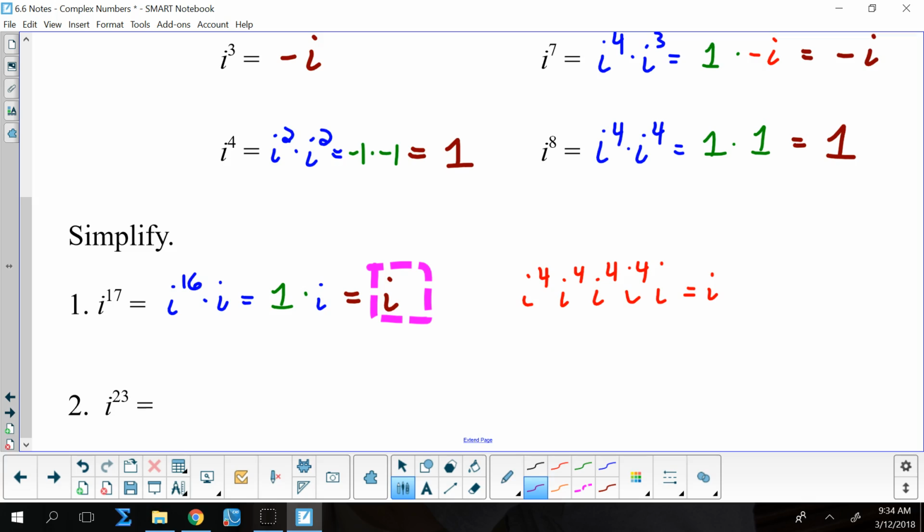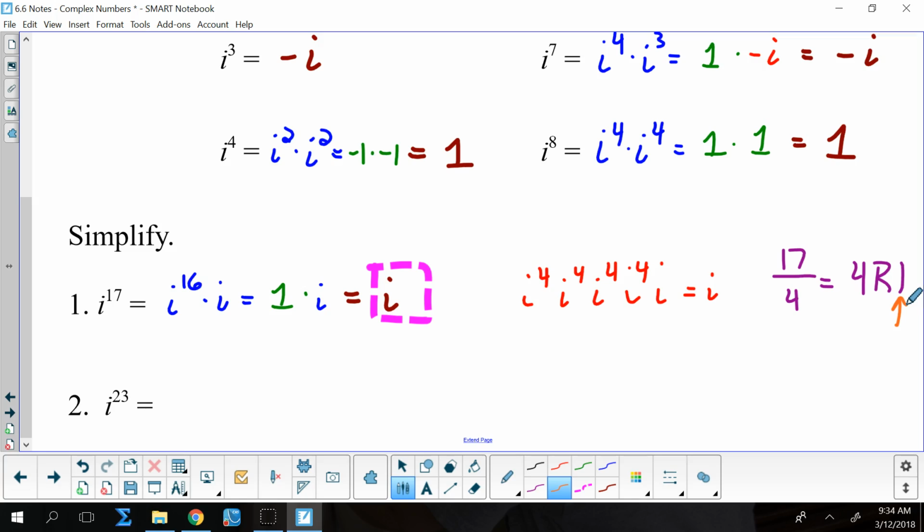How I do it, I take 17 and I divide that by 4. Right? 17 divided by 4 is 4 with a remainder of 1. So that tells me that I have 1 left over on my exponent, which is just i. Okay? I divide by 4. If I have 0 left over, then that gets me positive 1. If I have 1 left over, it's i. If I have 2 left over, it's i squared, which is negative 1. If I have 3 left over, it's i cubed, which is negative i. Okay? That's how I do it.